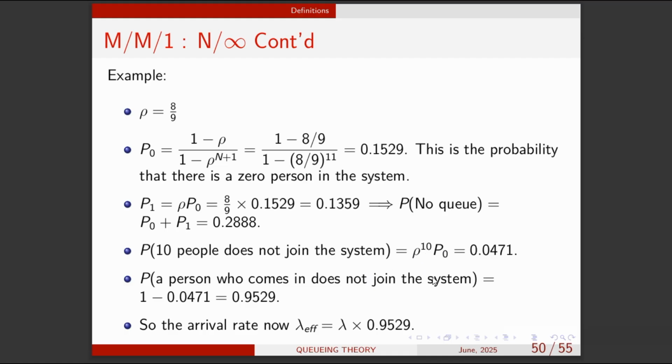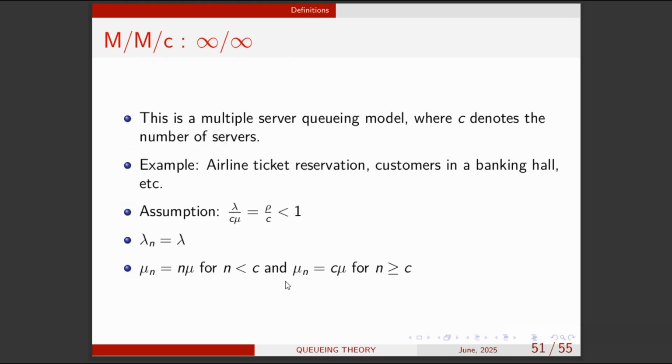That's rho to the power n times p naught. Okay? So you can actually do a lot of things with this. So let's see a situation whereby we have multiple servers. We've been looking at a single server all the time. Let's look at the multiple server model.